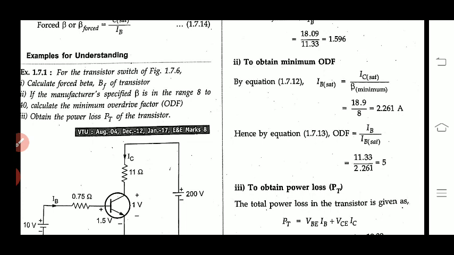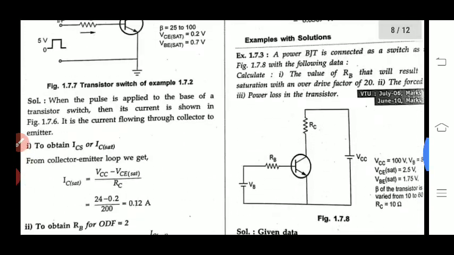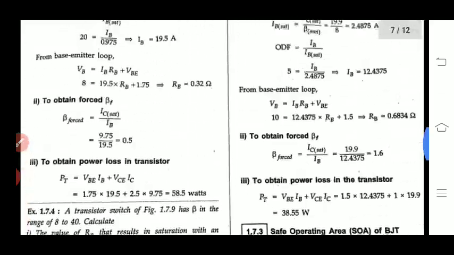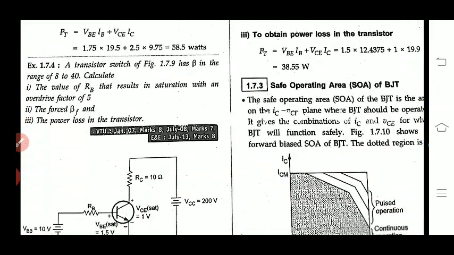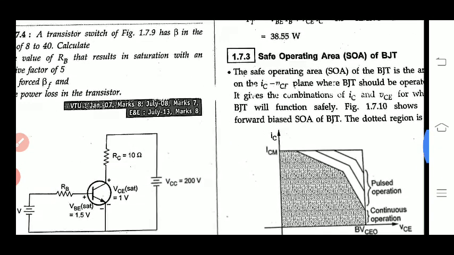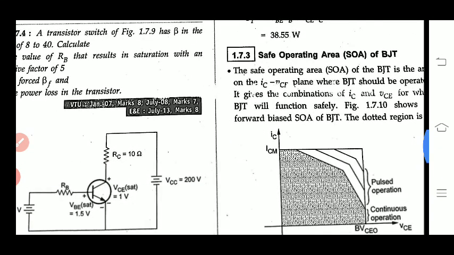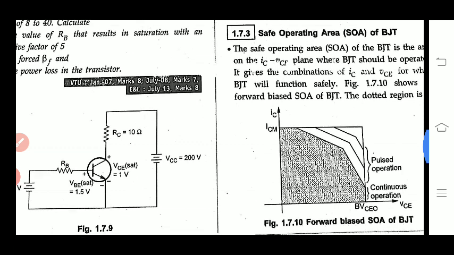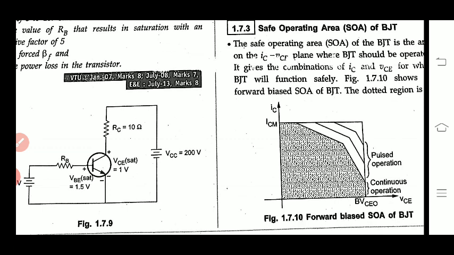With respect to all these expressions, we solved one simple problem. We discussed this problem in detail in the last class also. After this, we go to the next concept of this BJT, that is the safe operating area of a BJT. What is the meaning of safe operating area? This is the area in which the BJT can operate without any damage.